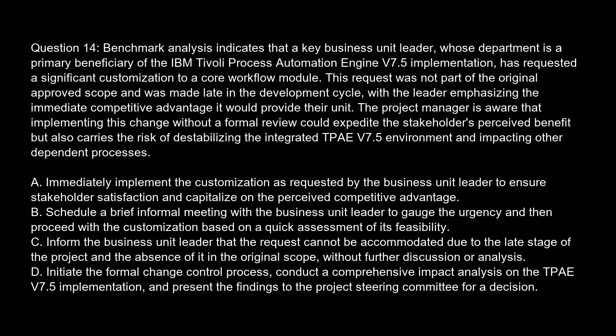Option C. Inform the business unit leader that the request cannot be accommodated due to the late stage of the project and the absence of it in the original scope, without further discussion or analysis. Option D. Initiate the formal change control process. Conduct a comprehensive impact analysis on the TPv7.5 implementation, and present the findings to the project steering committee for a decision.